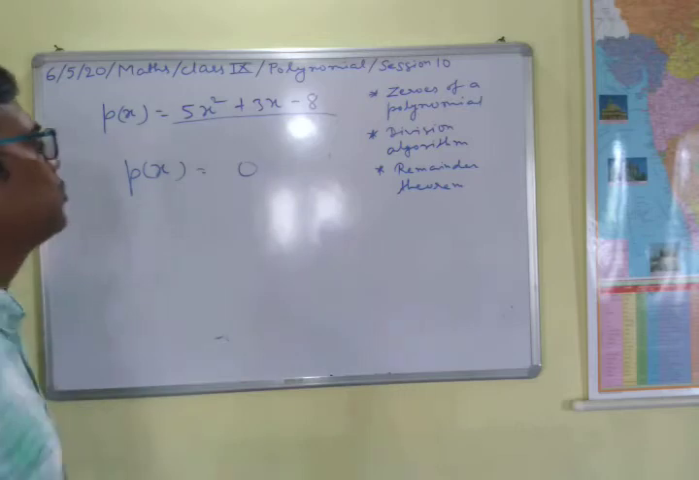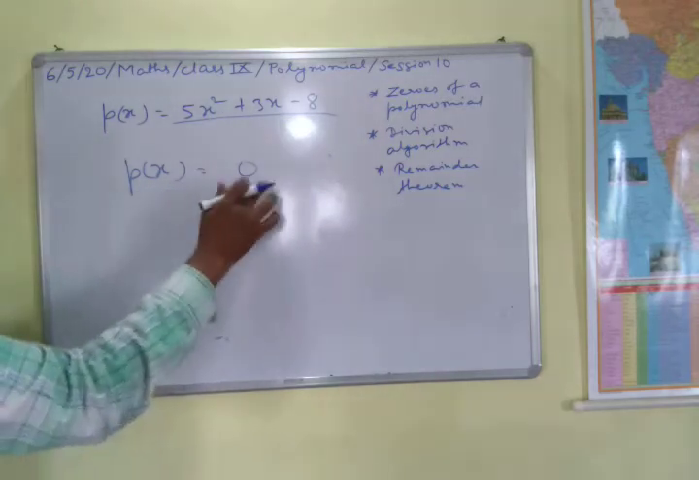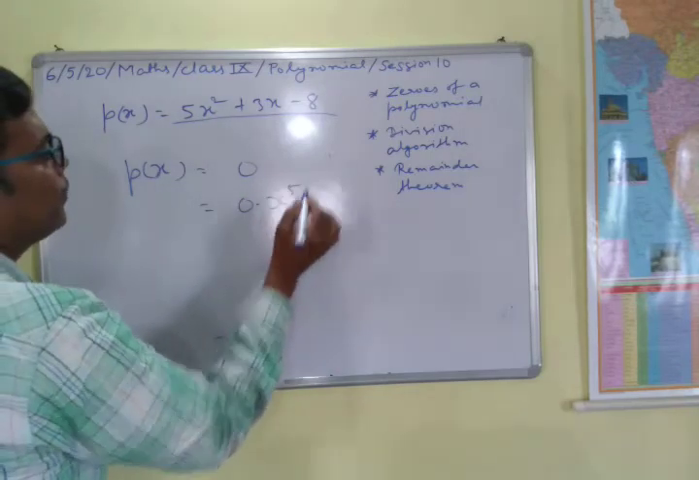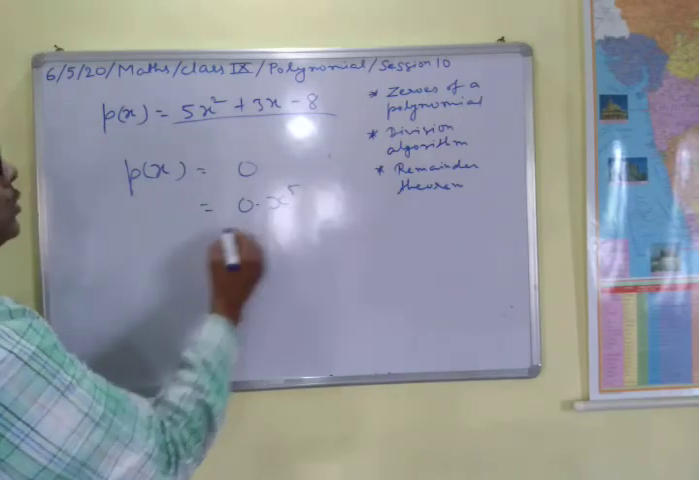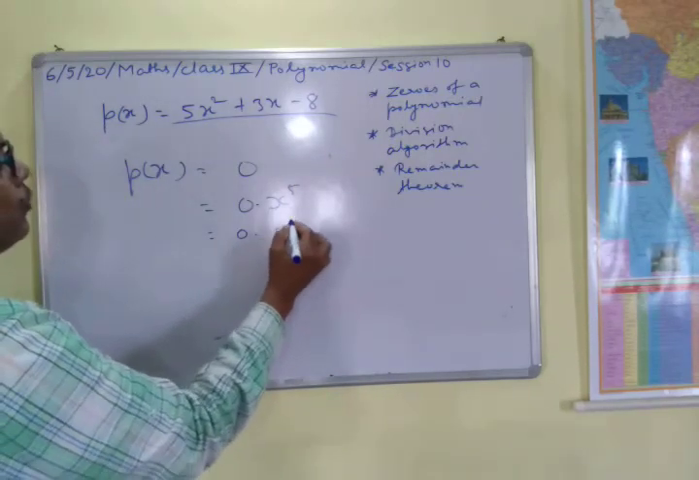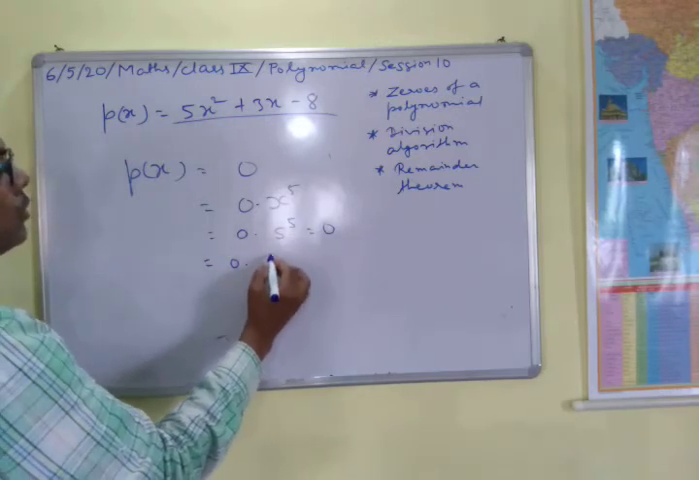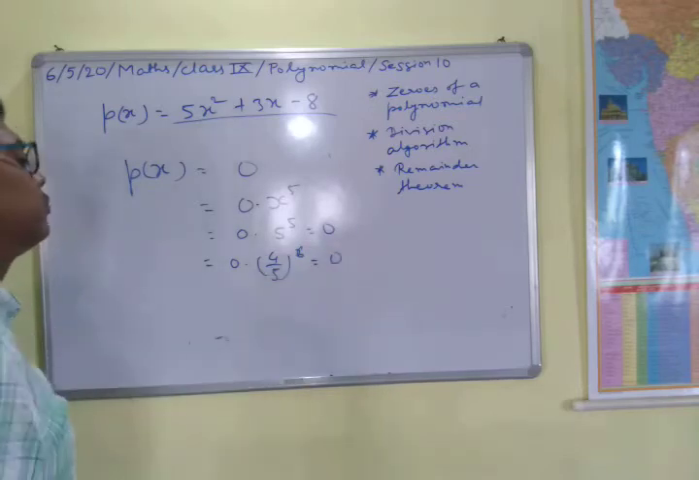Now what is the zero of this polynomial? So for what values of x will this be 0? Here you can write 0 is equal to x to the power, suppose 5. Now here you can take x equal to any value. You can take x equal to 0, then 0 into 5 to the power 5 will be 0. Or if you take 0 into, suppose, 4 by 5 to the power 6, in that case also it will be 0.